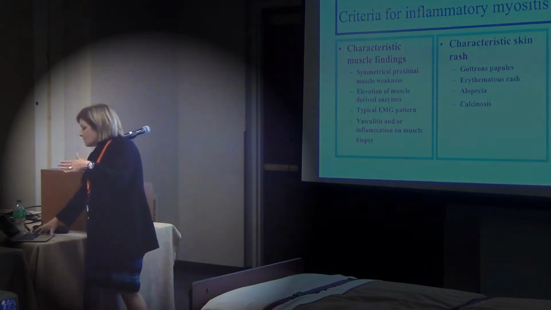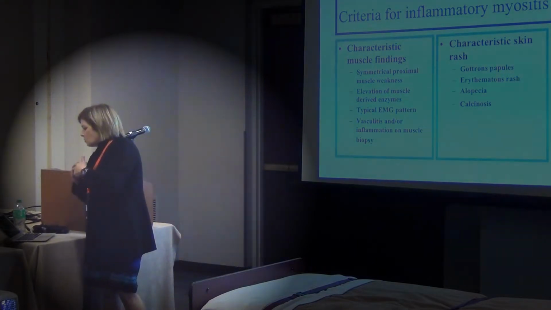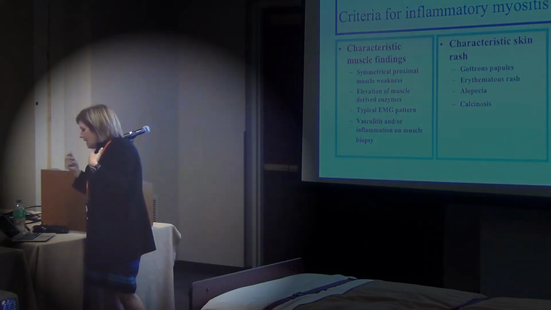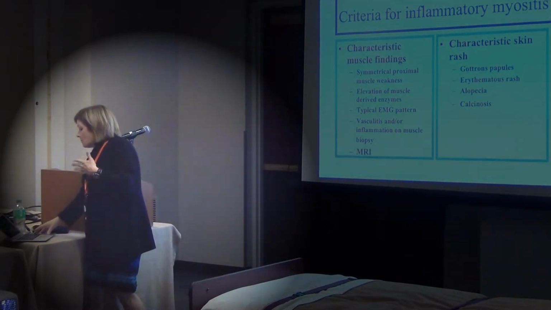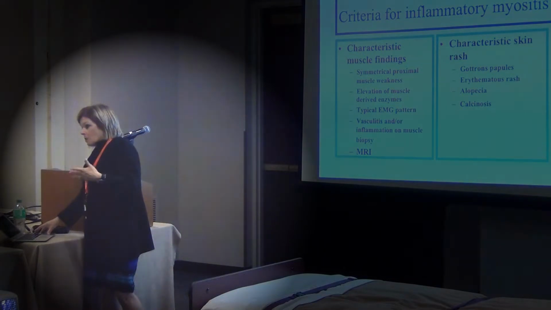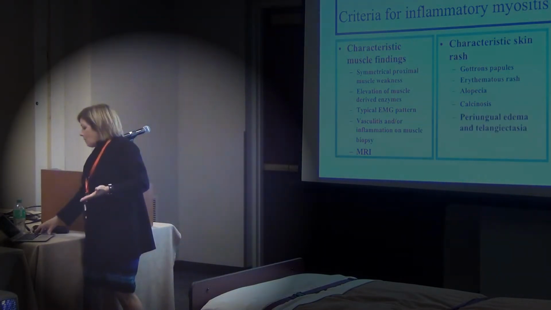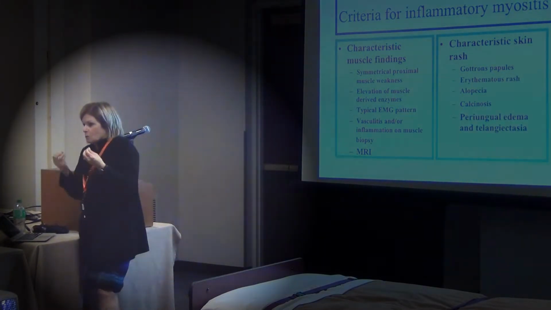And then the skin are some of the classic things we talked about, the Gottron's, that rash over the knuckles, red rash on your face, you can lose some hair, alopecia, and then the calcinosis. But some of the new findings that are in the new criteria are doing an MRI. An MRI shows you edema.